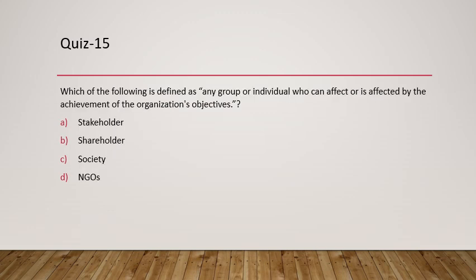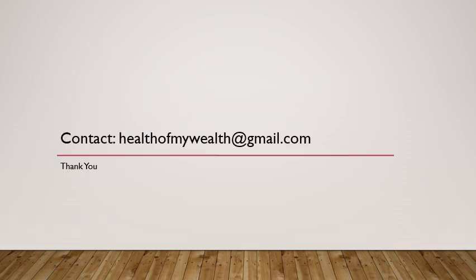And finally, which of the following is defined as any group or individuals who can affect or is affected by achievement of the organization's objective? It is fairly simple to answer this. The answer is A. So with this, I have completed all the 15 questions. Let me tell you that these questions were related to the latest social auditor module of NISM.